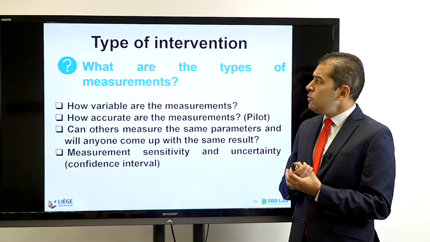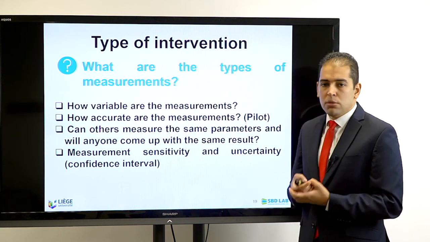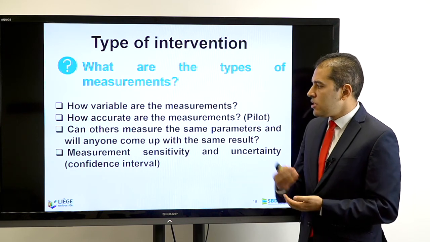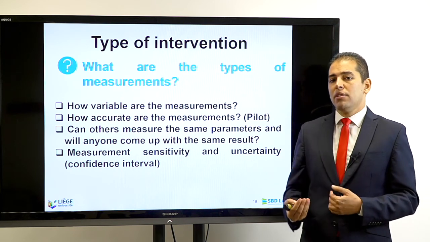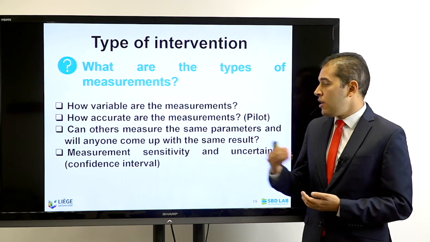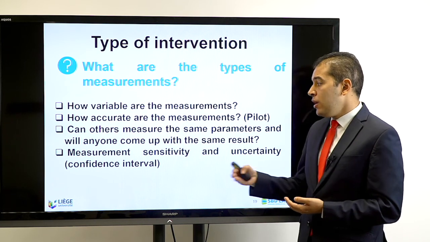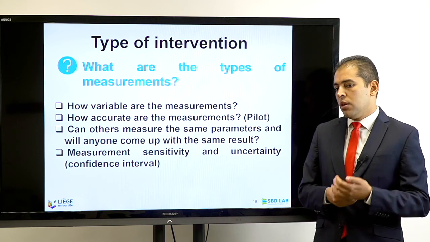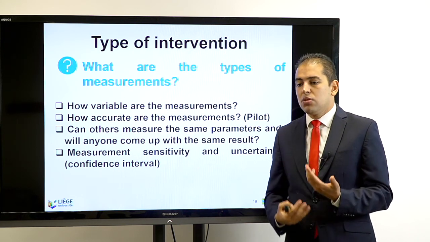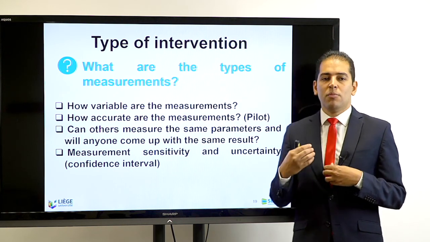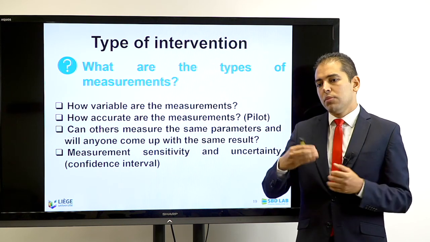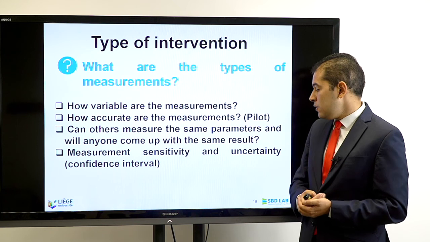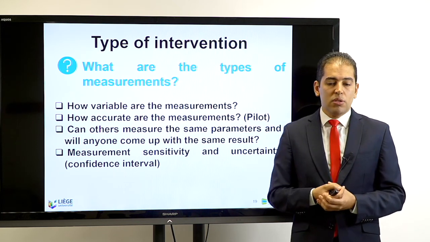And simply, we also talk about the types of measurement that will take place when we are talking about the protocol. So the protocol covers all these aspects. How variable are the measurements? How accurate are the measurements? Am I going to do a pilot measurement or not? Can others measure the same parameter, and will anyone come up with the same result? This is a validity question and a very important one, to make sure that I standardize the way of measurement so that it's not subjective to myself or to my own research or lab conditions. I must always make sure that the measurement can be repeated by others. Also, I have to check the measurement sensitivity and the uncertainty, and I always have to calculate the confidence interval.